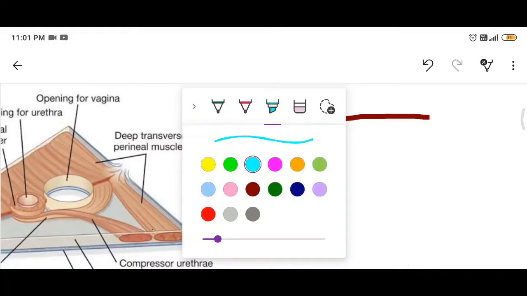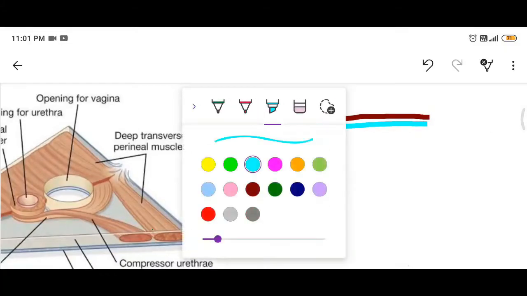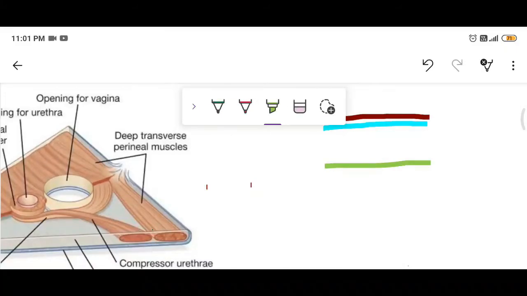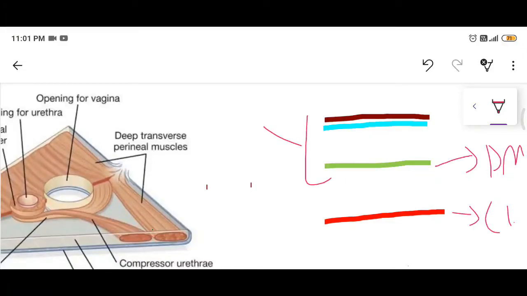Below that you will have the fascia that is called the endopelvic fascia, or the superior fascia of the urogenital diaphragm, and just below that you will have the perineal membrane, and below the perineal membrane you will have Colles fascia. So this is your perineal membrane, this is your Colles fascia, and the space, or the pouch, is called the deep perineal pouch, and this is the superficial perineal pouch.